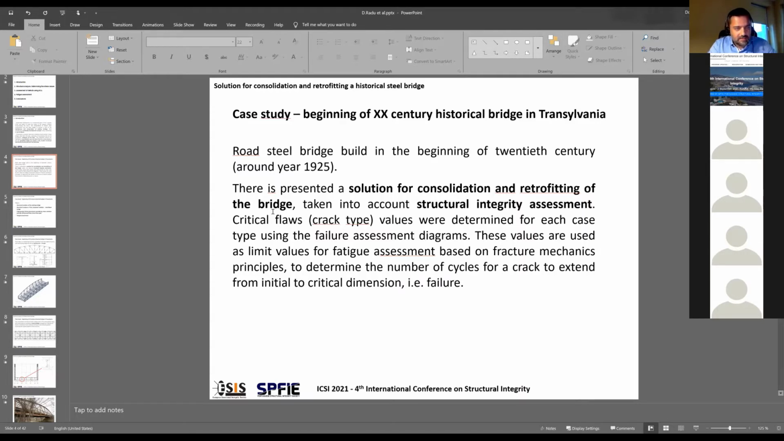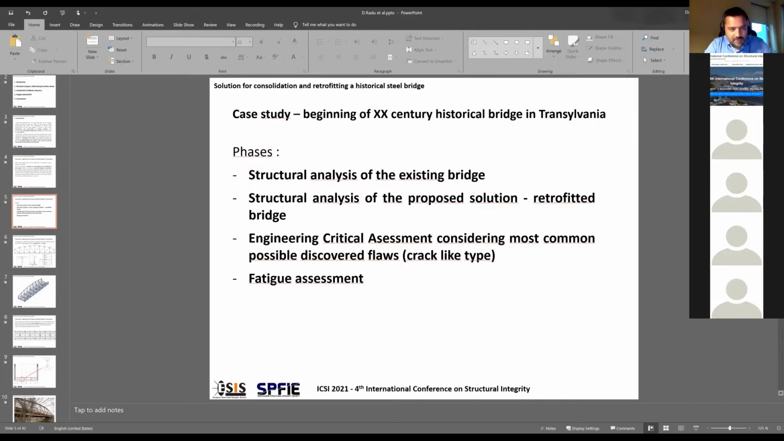1925. I will present a solution for consolidation and retrofitting for this bridge, taking into account also the structural integrity assessment. For the phases of the research, it was done first the structural analysis of the existing steel bridge, and then, of course, the structural analysis of the proposed solution, the retrofitted bridge, together with the engineering critical assessment, considering the most possible discovered flaws.